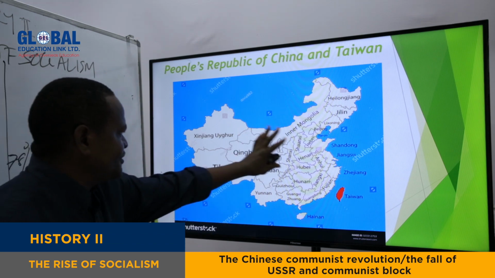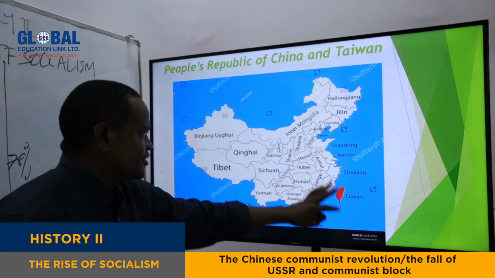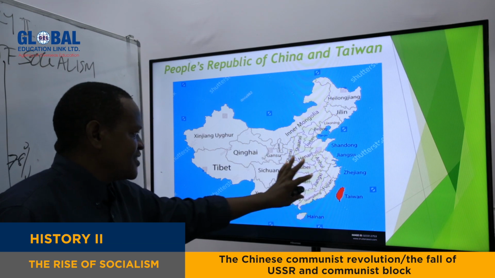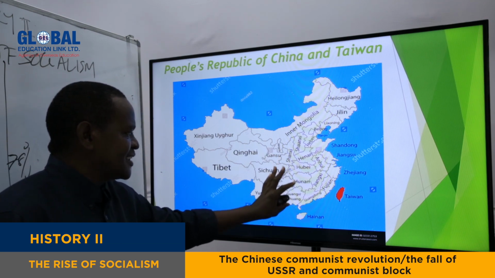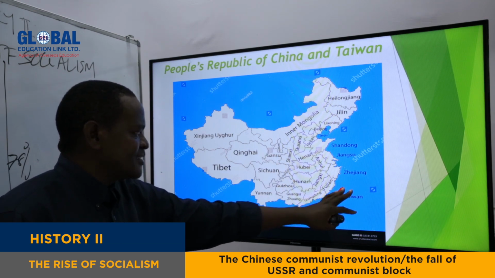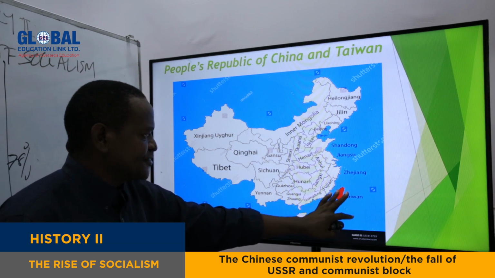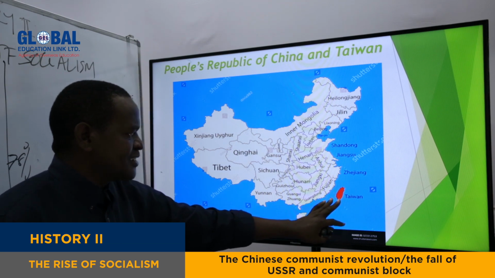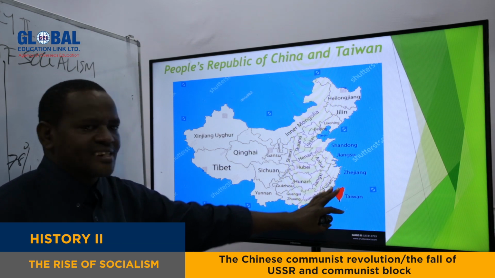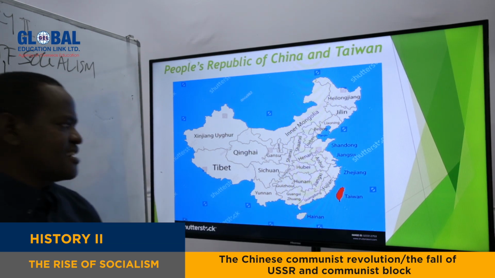This is China mainland, and this is Taiwan. So the leaders who were defeated by the communists, the nationalists, ran and established their stronghold in Taiwan. Taiwan was supported by the United States of America, and in fact, it was recognized by 27 other countries in the world.